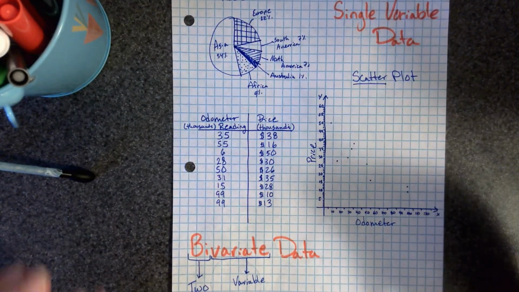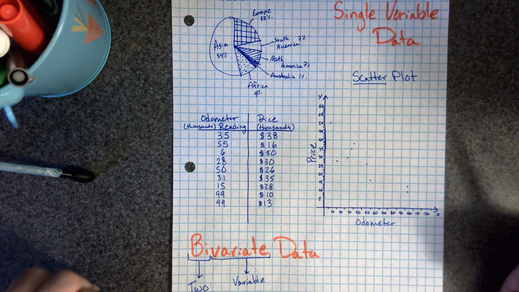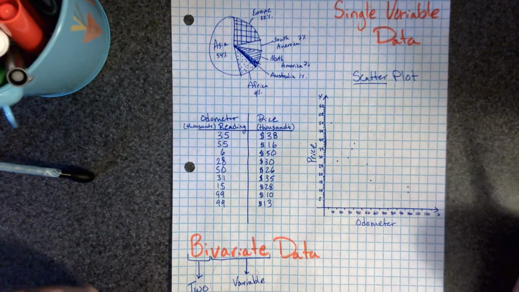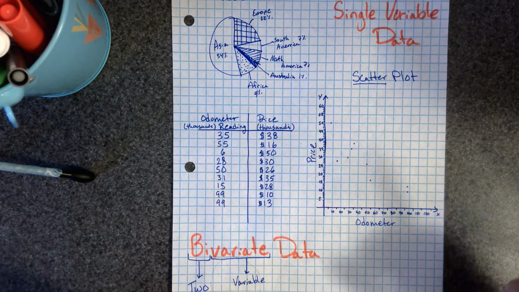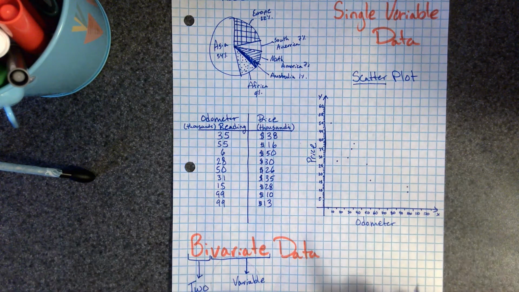Please, please, please, I cannot stress this enough, do not connect your dots. Don't do it. A scatter plot is supposed to be random. Don't connect the dots. This is how they're supposed to look.